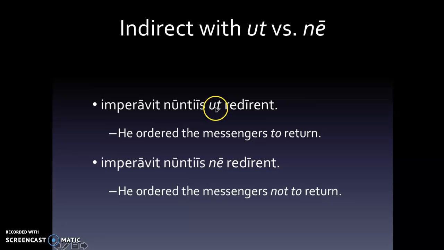Now, we can do it with ut. That's the way we've been doing it. We can also do it with ne. Ut would look like this: he ordered the messengers to return. With ne, it would read, he ordered the messengers not to return. So a simple way of looking at it is it's a negative command.